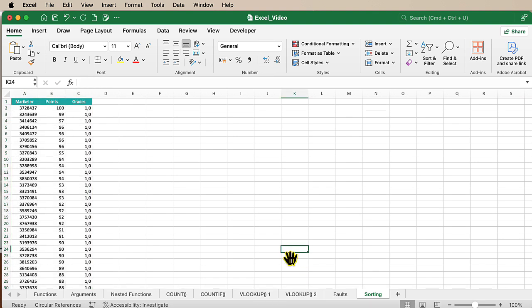So here I have now 3 levels of sorting. If after the first level of sorting there are same values, the second level of sorting is used, and then the third one. Give it a try.